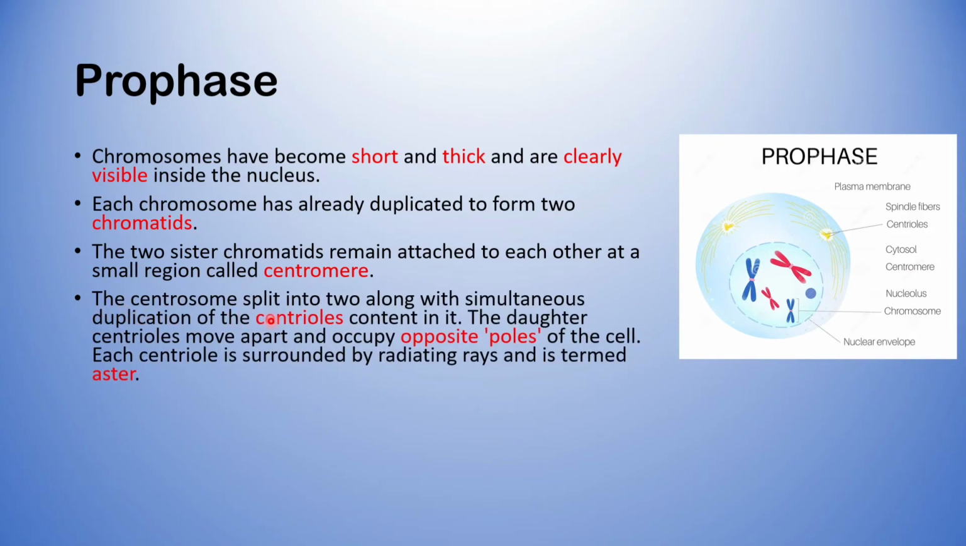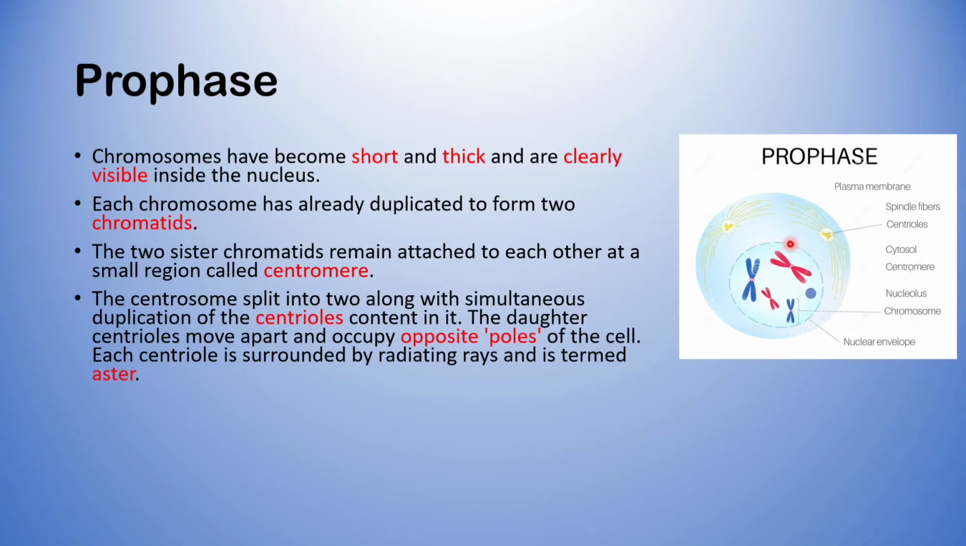The centrosome splits into 2 along with simultaneous duplication of the centrioles contained in it. The daughter centrioles move apart and occupy opposite poles of the cell. Each centriole is surrounded by radiating rays termed as aster. So here the centrosome splits along with the simultaneous duplication of the centrioles contained in it. The daughter centrioles move apart.